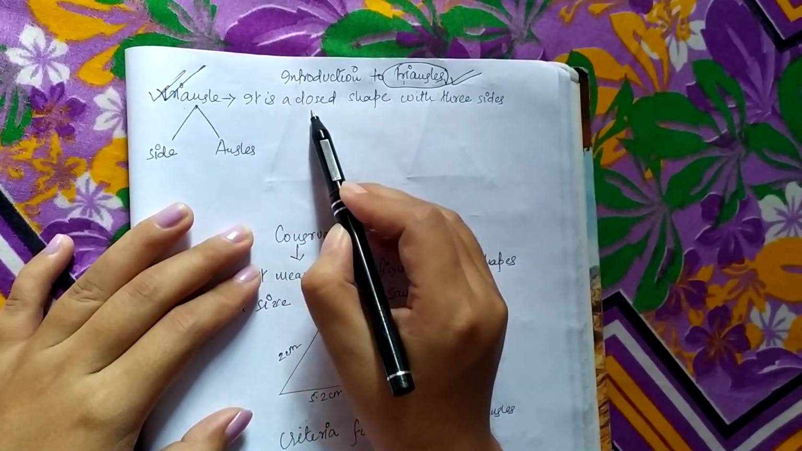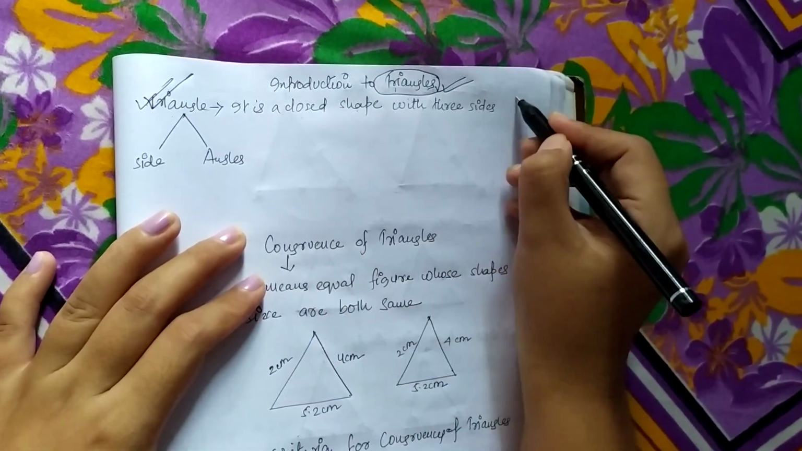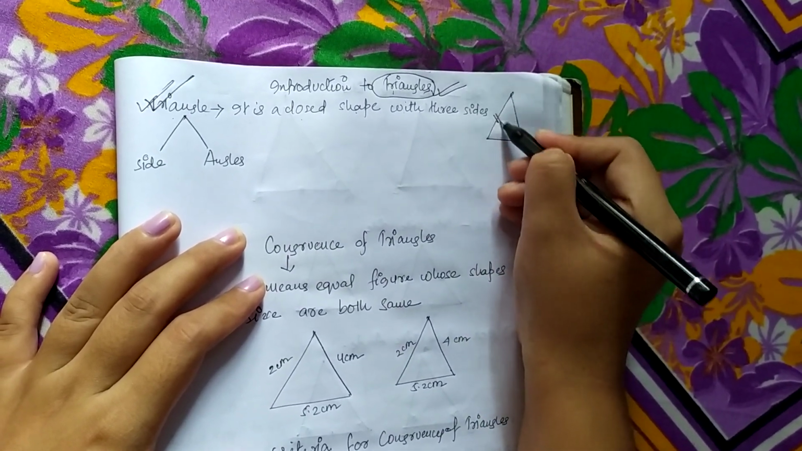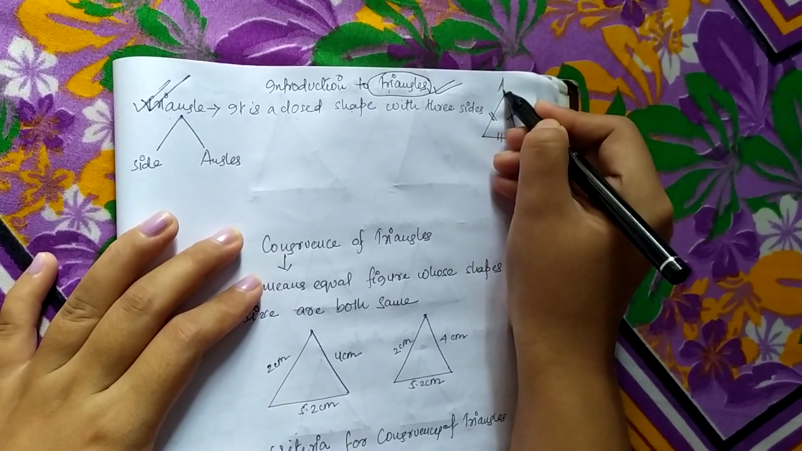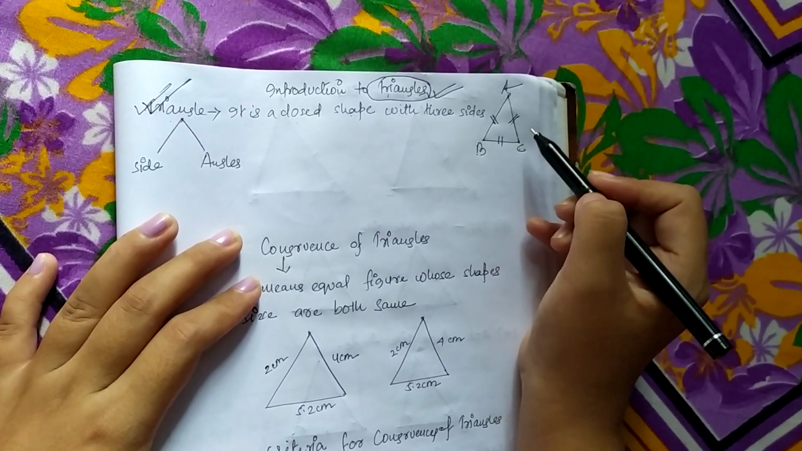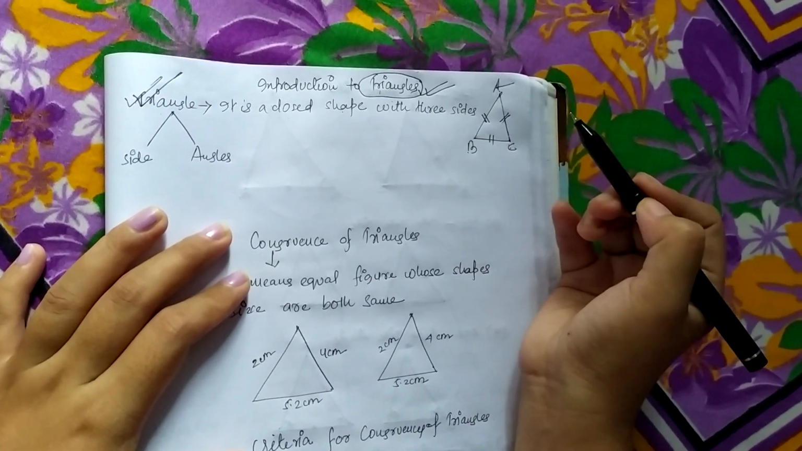A triangle is a closed shape with three sides. Let me draw the figure. It is a closed figure bounded by three respective sides. Let me name it triangle ABC. So a triangle is a figure which is a closed shape with three respective sides.